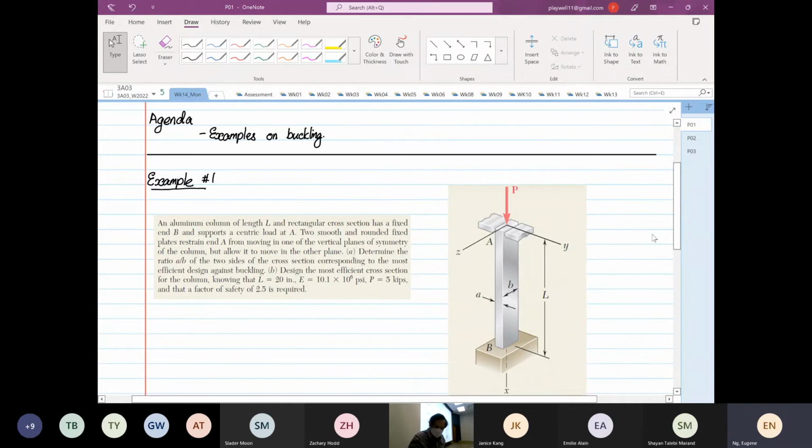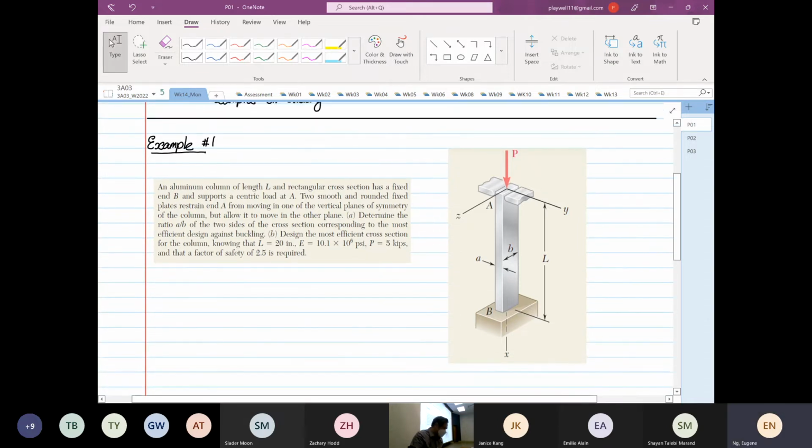Okay, so we are going to today's last lecture. I'm going to do two examples on buckling. I've uploaded this example on Avenue to Learn. Okay, my bad. I'm less prepared today than any other days.